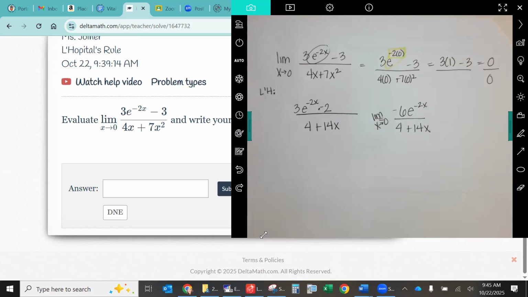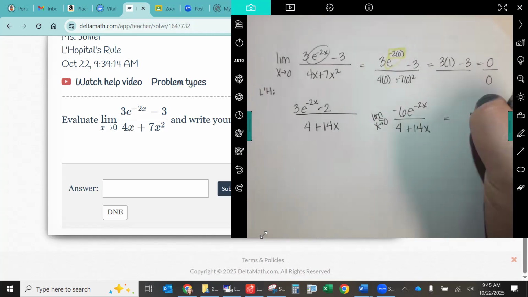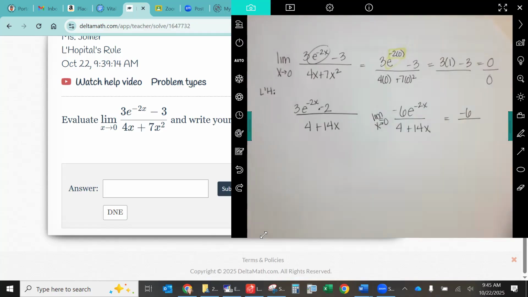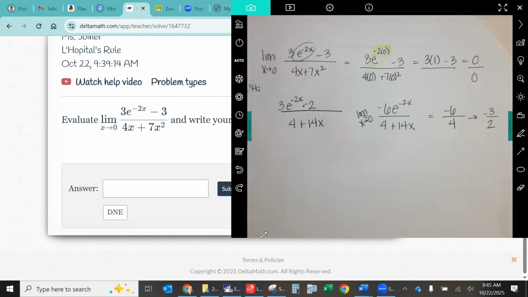So e to the 0 would be what on top? 1. Times negative 6 is, okay, on bottom, 4 plus 14 times 0 would be 4, then reduce it: negative 3 halves. Yep. All right, so what I want you to do right now is just finish those last few questions off last time's homework. Ask me if you need help.